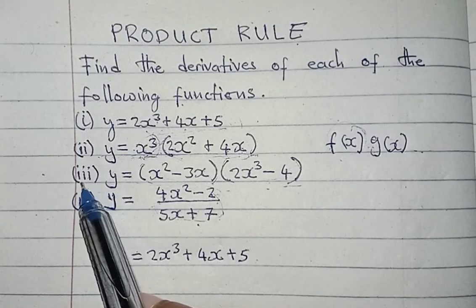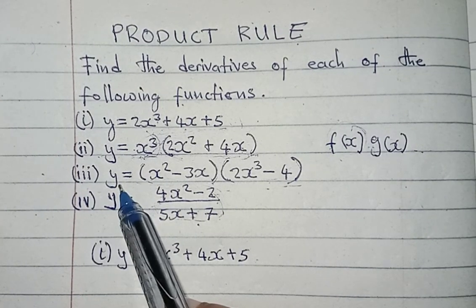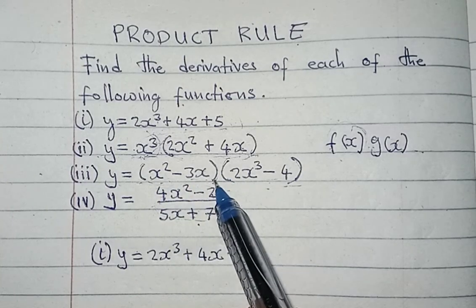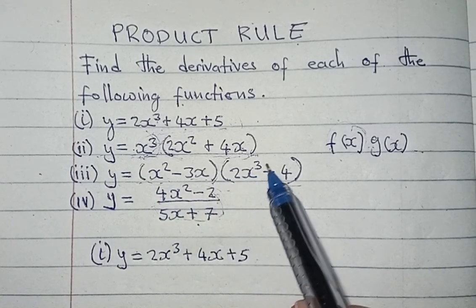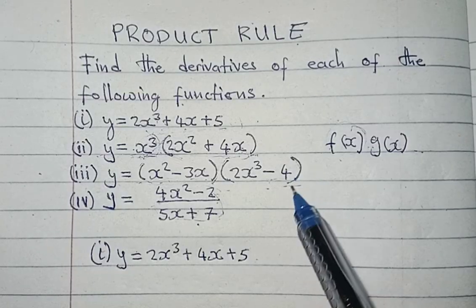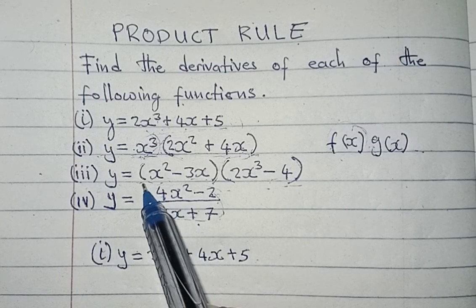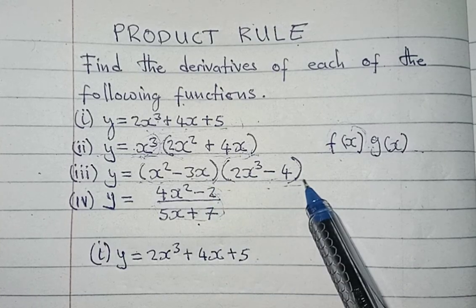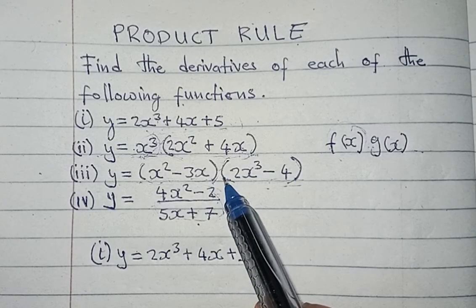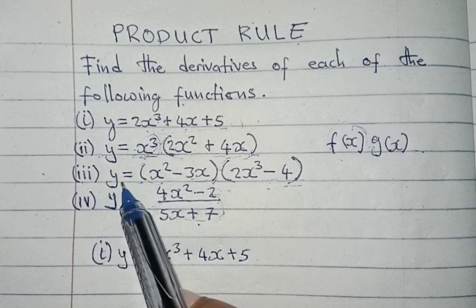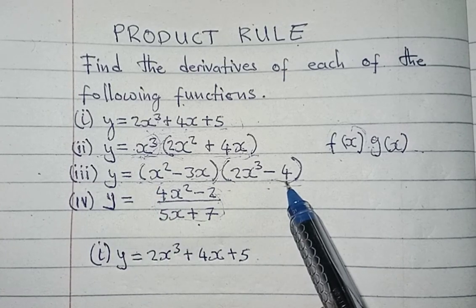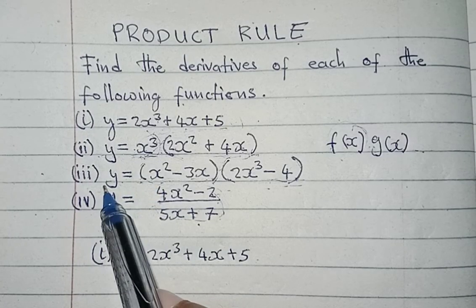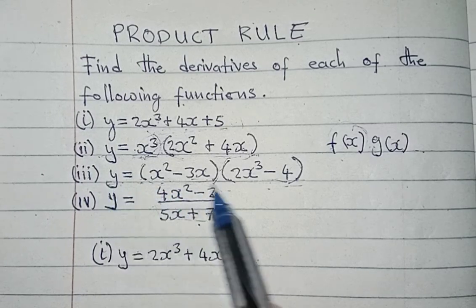Let's consider example 3. We have y is equal to, open parenthesis, x squared minus 3x, close parenthesis, then open parenthesis 2x to the power 3 minus 4, close parenthesis. We identify two functions. This is the first function, and this is the second function. In the middle, there's multiplication. This function has two functions which are subjected to multiplication. Therefore, the product rule can be applied for this function.